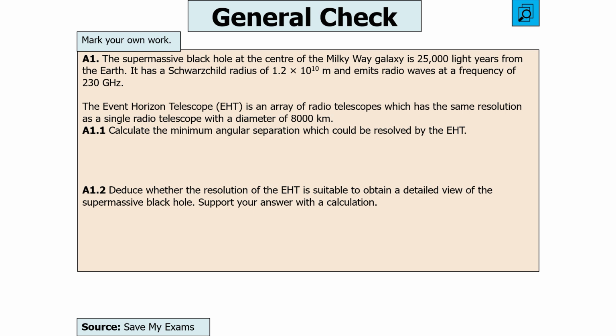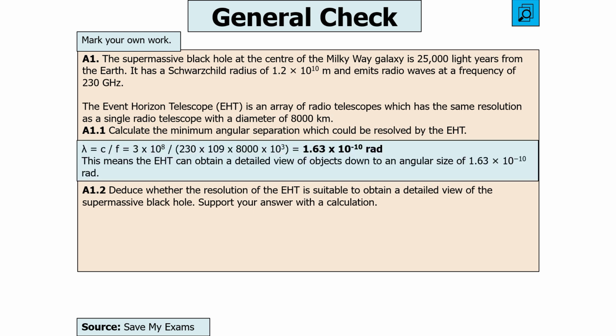Right, in this first one, what can we say? So, the minimum angular separation is going to be linked to the wavelength. So we can say lambda is equal to c over f. So you can pop that all through. Remember, f is going to be linked into what you've got here. So you've got 230 times 10 to the 9 there.